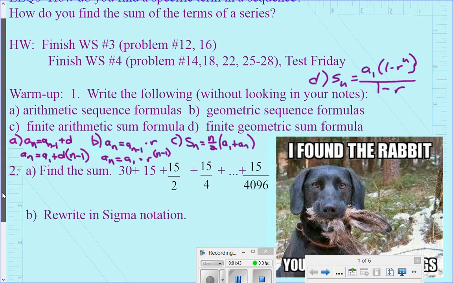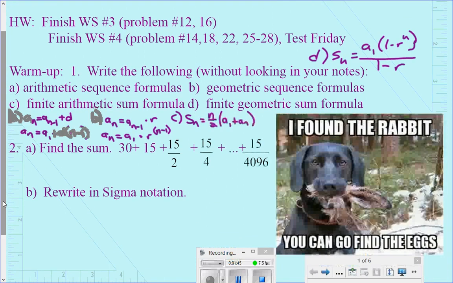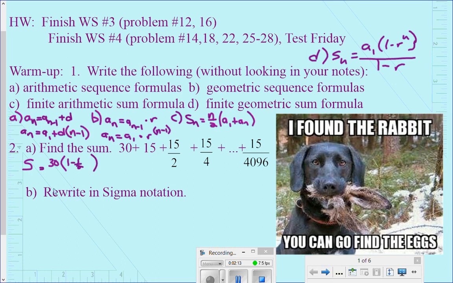Okay, number 2, you're supposed to find the sum. Hopefully you realize this is geometric and the r value is 1/2. So to find the sum, I'm using that last formula that I wrote up there. Now I don't know the number of terms, so I can't fill that in yet. I do know 30 is the first term, and 1 minus r is 1/2, to whatever power once I figure out how many terms there are, over 1 minus 1/2. I can simplify the denominator: 1 minus 1/2 is 1/2.